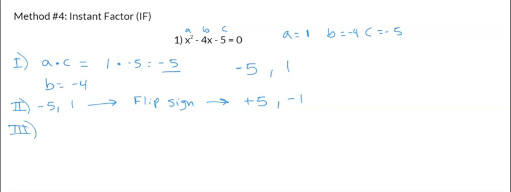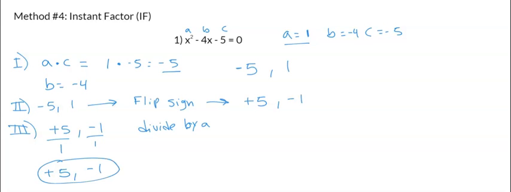Step 3. You're going to take +5 and -1 and divide them by A. And A was what? 1. So that means that +5 divided by 1 would just be +5 again. -1 divided by 1 is just -1 again. And that's it.